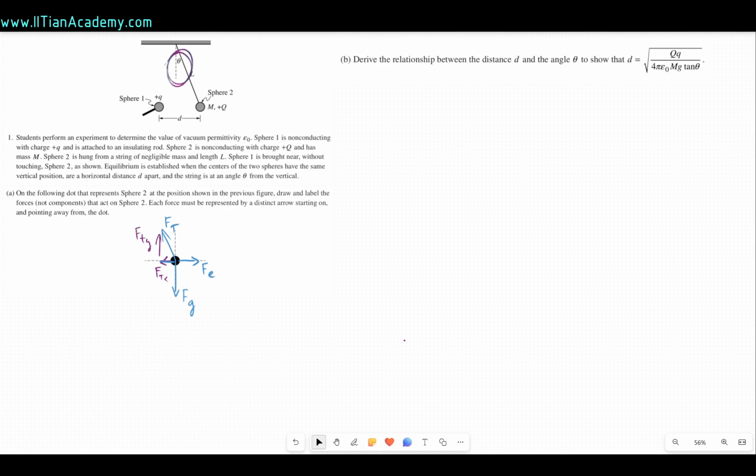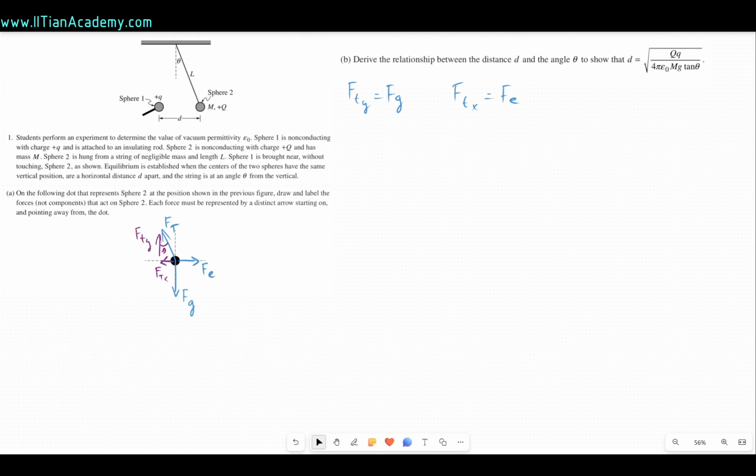According to our trigonometry here, this angle will be theta. Since this ball is in equilibrium, the sum of the forces in the x and y directions has to be 0. So Fty has to be equal to Fg, and Ftx has to be equal to the electric force. We have to combine these two equations in order to show this relationship.